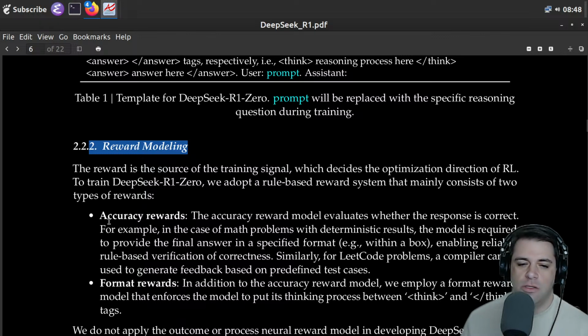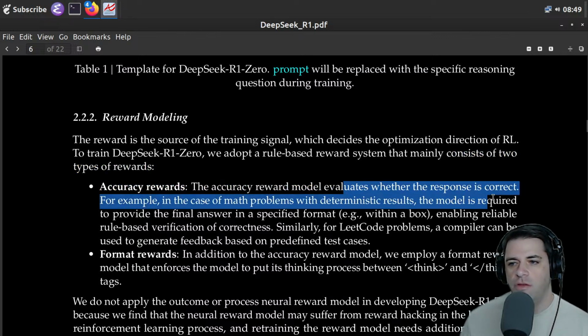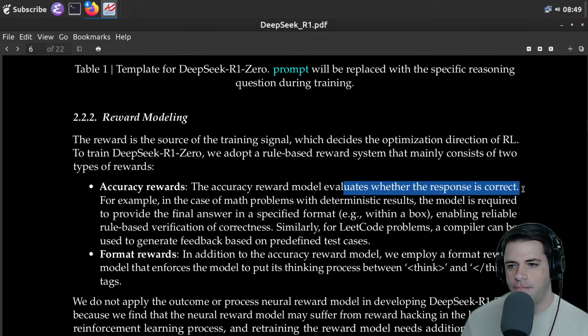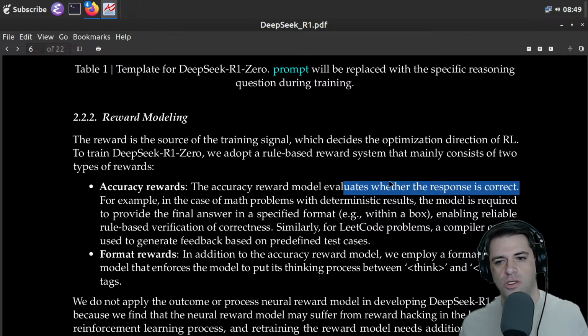And it says there's two kinds of rewards they talk about. There's accuracy rewards. The accuracy reward model evaluates whether the response is correct. So for something like mathematics, you could imagine this is relatively easy to do. A lot of homework these days, even in math and calculus, is done on a website where you have to put in your answer, and it has to be exactly the right format, and the computer can grade it. And so I assume this is something like computer grading.